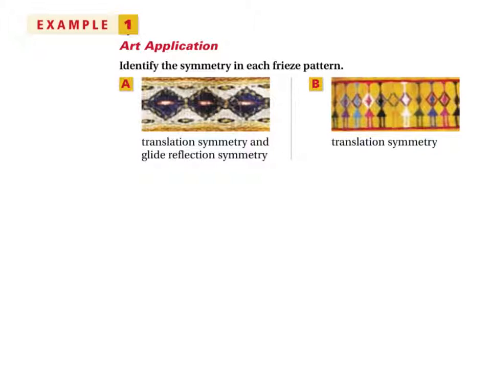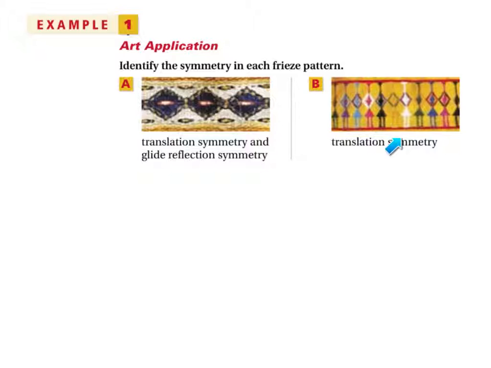Now in example 1, I want you to identify the symmetry in each frieze pattern. So if you look at A, I do want you to write down 1A. You don't need to draw the picture, but it does have translation symmetry because I can take any of these little diamonds and slide them to give you another part of the pattern. Glide reflection: could I slide any part of this and then reflect it to give you the same thing? Absolutely. You can reflect it down, you can reflect it across. No matter where, this has glide reflection symmetry.